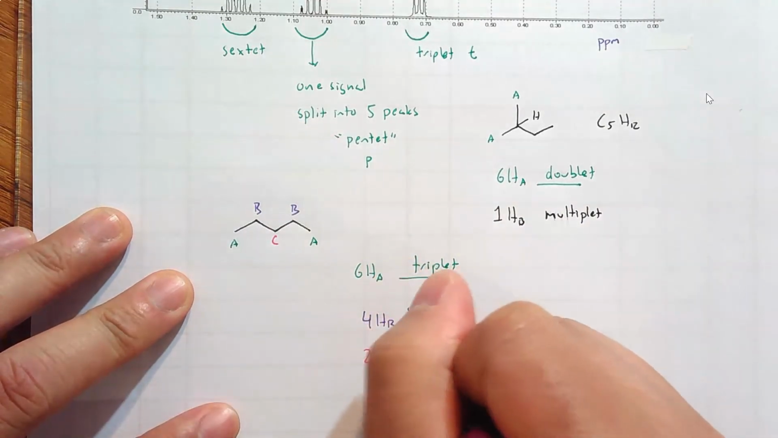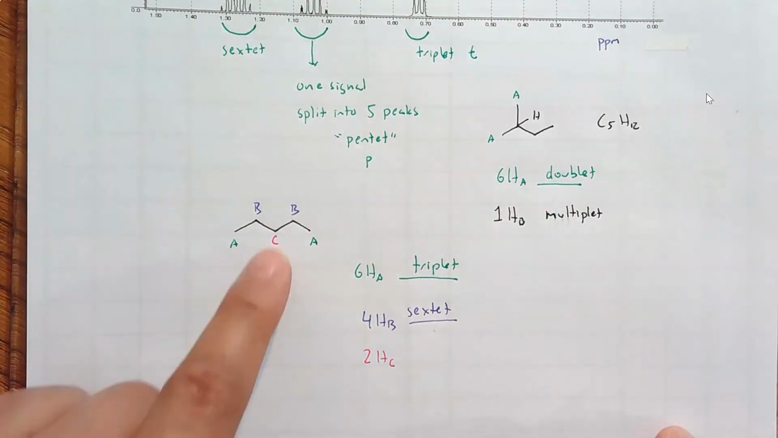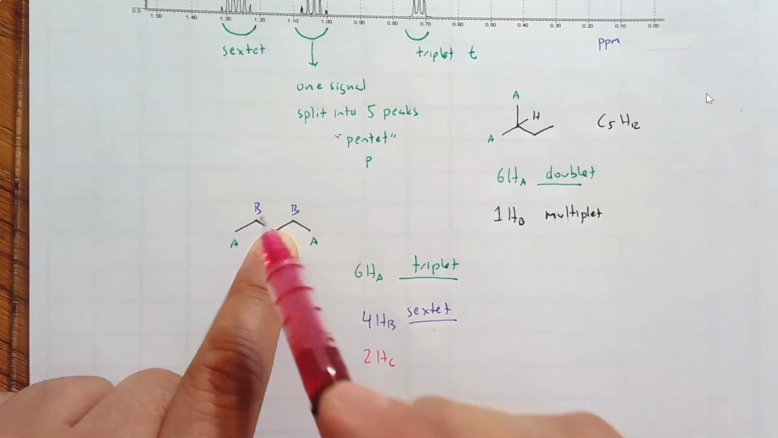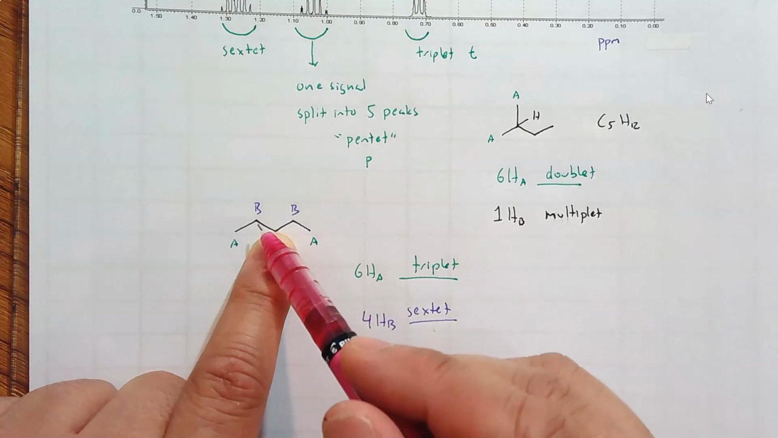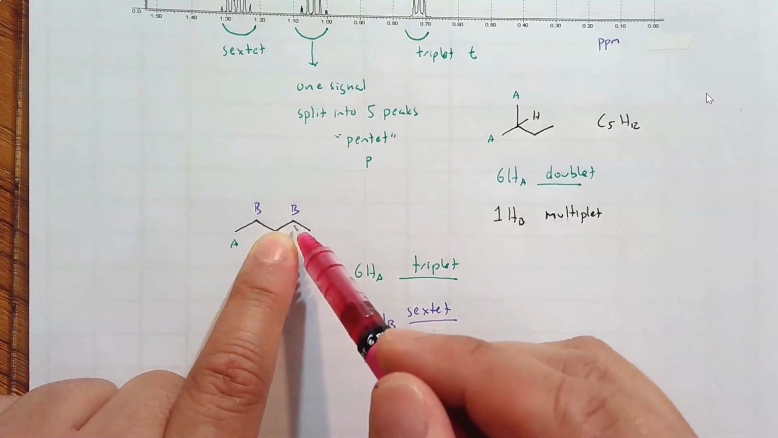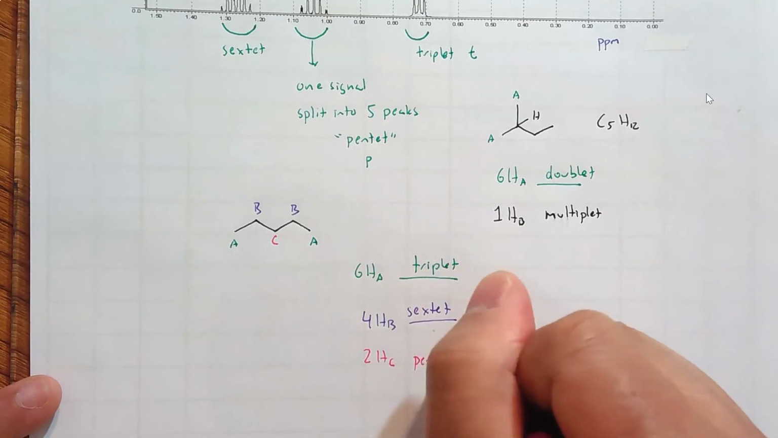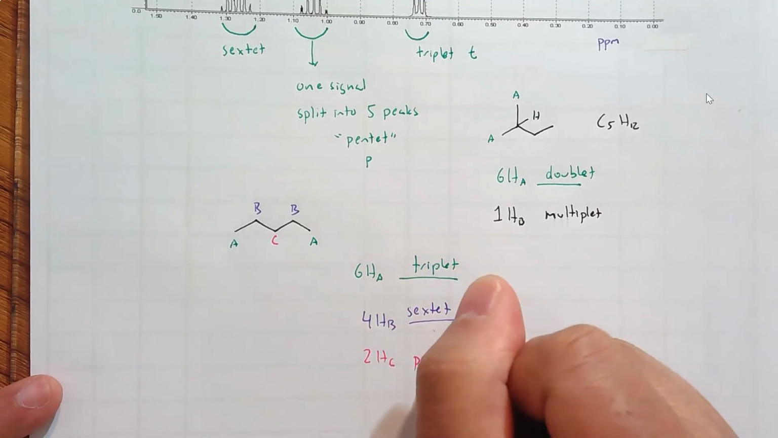Okay. Next is the middle one, pink, C. I have 2HC. Again, put your finger on the house of C and say, literally, how many neighbors do I have? I have neighbors on the left, 1, 2. Neighbors on the right, 4. This is a pentet. 4 plus 1 is 5.